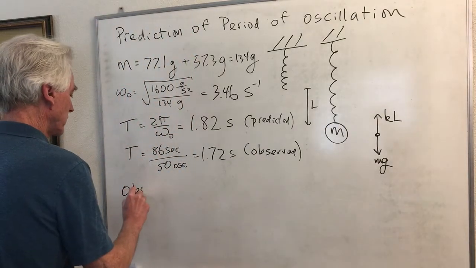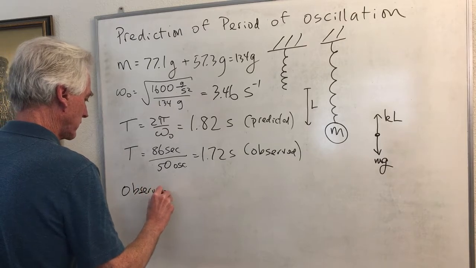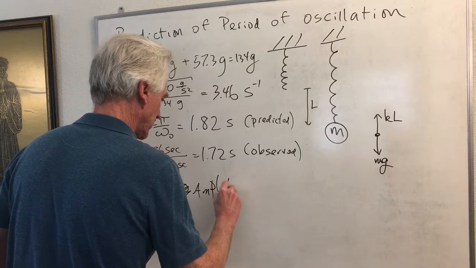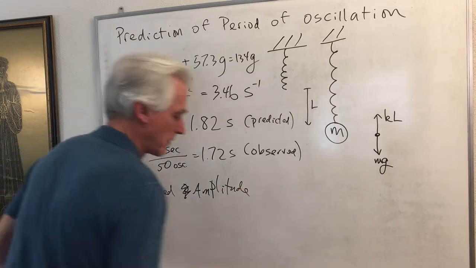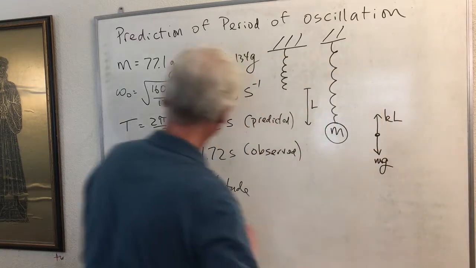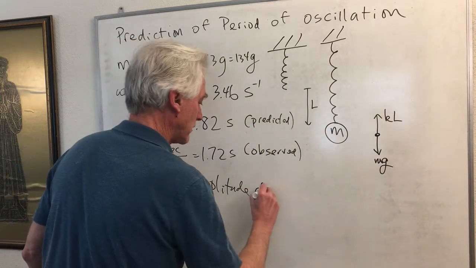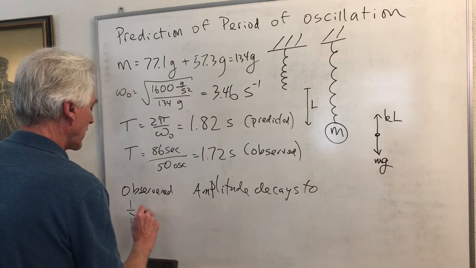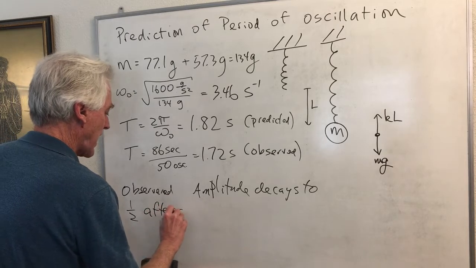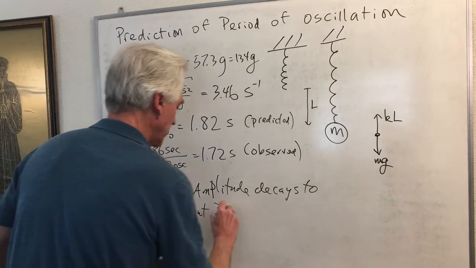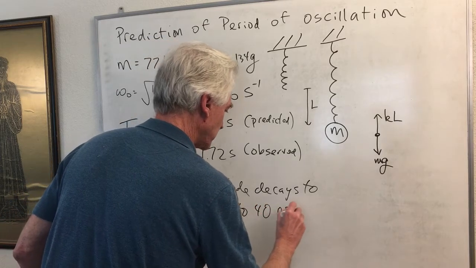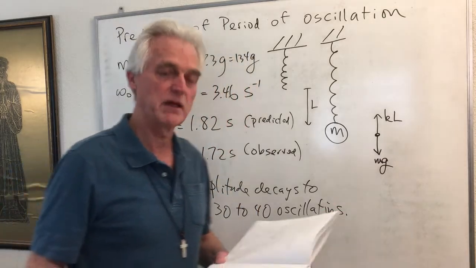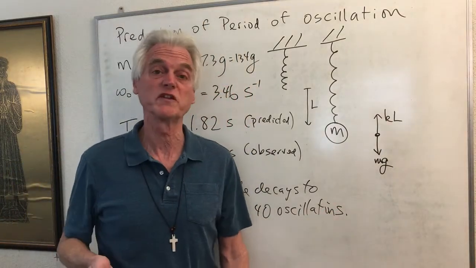And we observed the amplitude, I said period, amplitude, decays to half original amplitude after about 30 to 40 oscillations. Okay, and that video actually showed 50 oscillations.